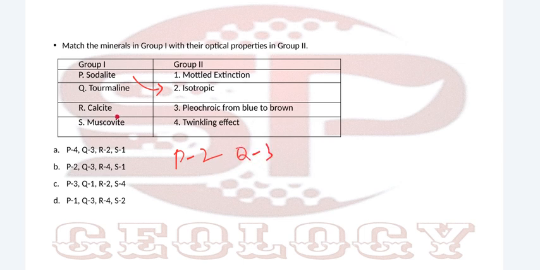Then calcite, its main characteristic is a twinkling effect, like all other carbonate minerals, they also show twinkling effect. So R will be 4. Then muscovite, it shows mottled extension or bird's eye extension. So this is the characteristic. So P2, Q3, R4, H1. This one is the answer.